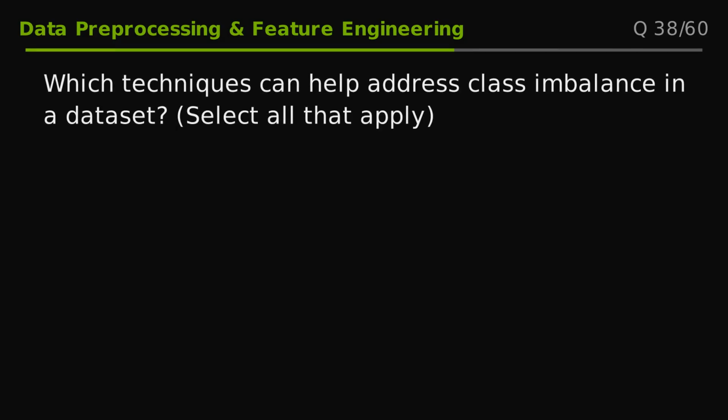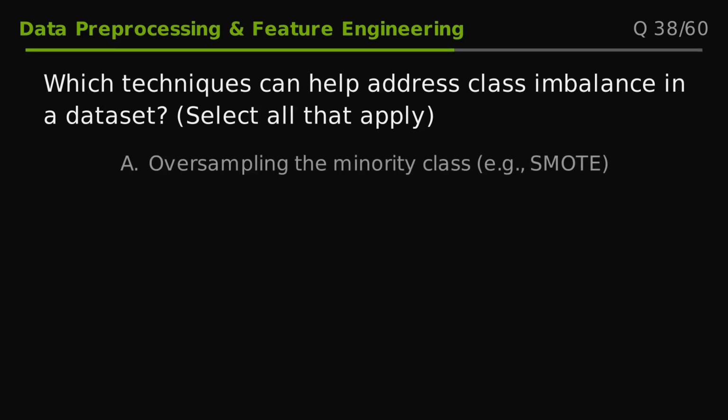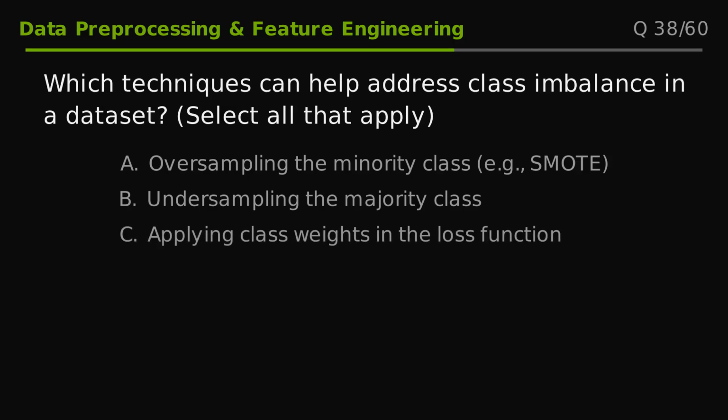Question 38. Which techniques can help address class imbalance in a dataset? Select all that apply. Option A. Oversampling the minority class, for example, SMOTE. Option B. Undersampling the majority class. Option C. Applying class weights in the loss function. Option D. Deleting the entire minority class.